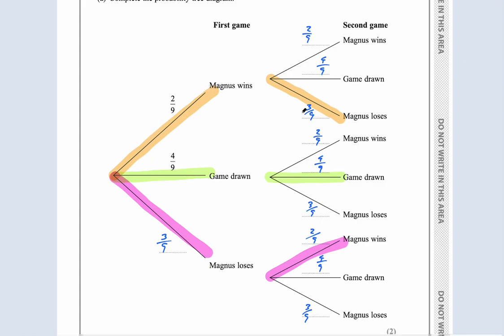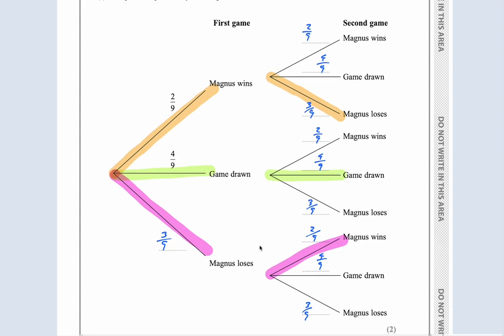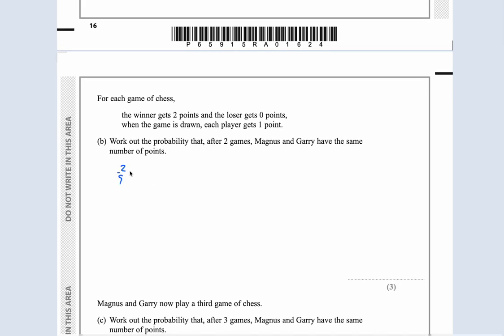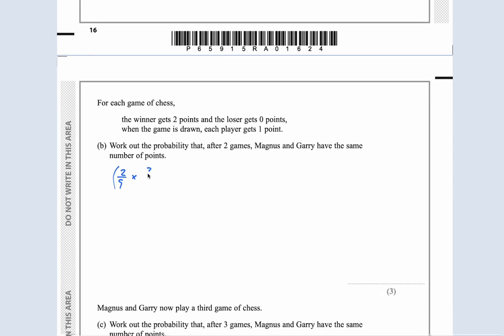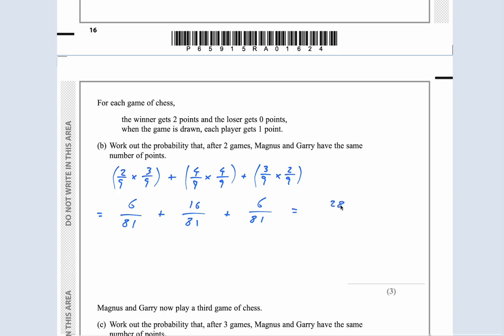And to calculate that, we just do 2/9 times 3/9, 4/9 times 4/9, and 3/9 times 2/9. Okay, so I'm going to do 2/9 times, so this is Magnus wins, and Magnus loses is 3/9. So wins, loses, plus draw times draw, plus, put them in brackets, guys, just so it's clear, plus Magnus loses, and then Magnus wins. Okay, use your calculator, guys. I'm just going to do it manually. 2 times 3 is 6, plus 4 times 4 is 16, plus 3 times 2 is 6. 6 plus 16 is 22, plus 6 is 28. So that equals 28 out of 81.